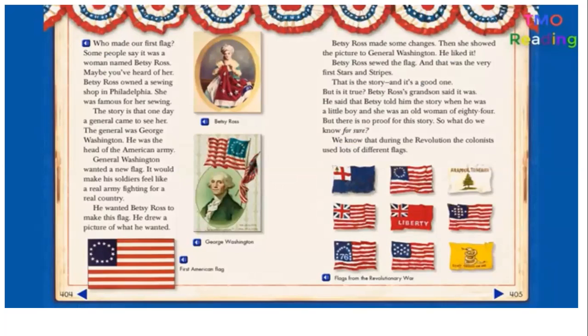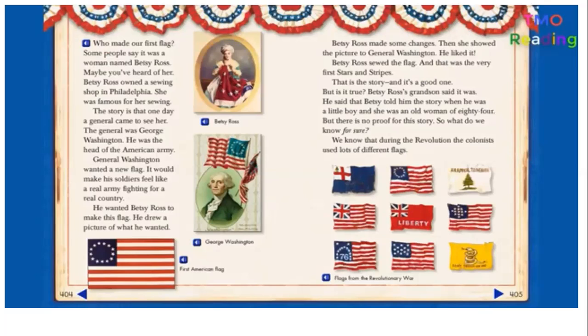Betsy Ross owned a sewing shop in Philadelphia. She was famous for her sewing. The story is that one day a general came to see her. The general was George Washington. He was the head of the American Army. General Washington wanted a new flag. It would make his soldiers feel like a real army fighting for a real country. He wanted Betsy Ross to make this flag. He drew a picture of what he wanted.